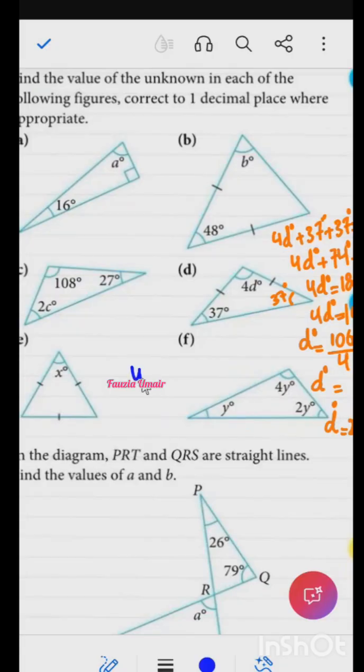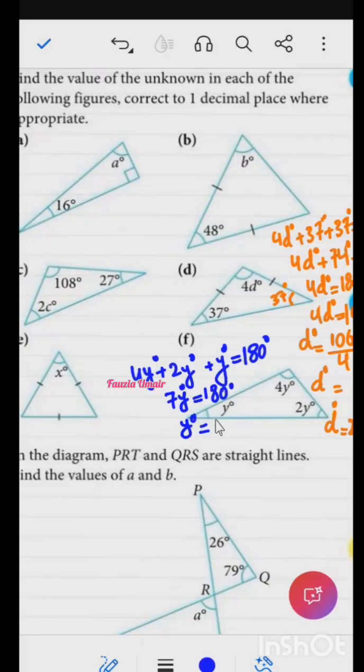Ma'am, 4y plus 2y plus y is equal to 180 degrees. So how many total y's? 4 plus 2 is 6, 6 plus 1 is 7. 7y is equal to 180. So y would be 180 by 7. It's multiplied here, so it will go in the division.